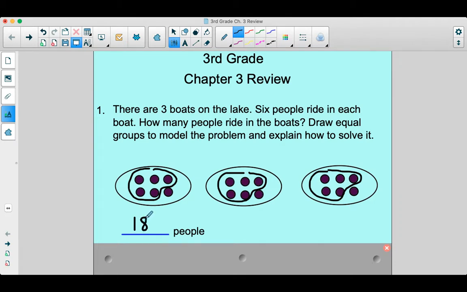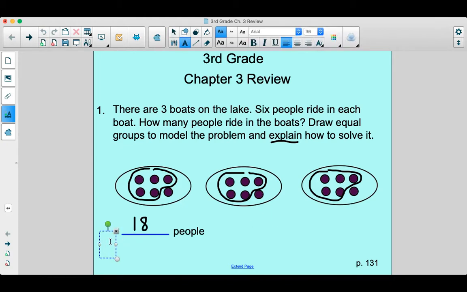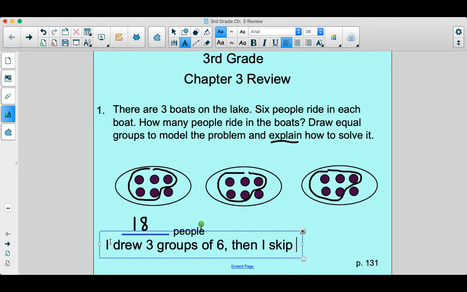But we're not done yet because it does say we have to explain how we solved it. So unless we explain it, we won't get all the points. So let's see here. Maybe you would say something like, I drew 3 groups of 6. Then I skip counted by 6s. Okay, so make sure you explain it as well.